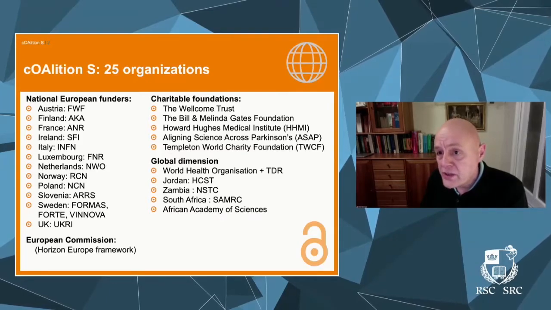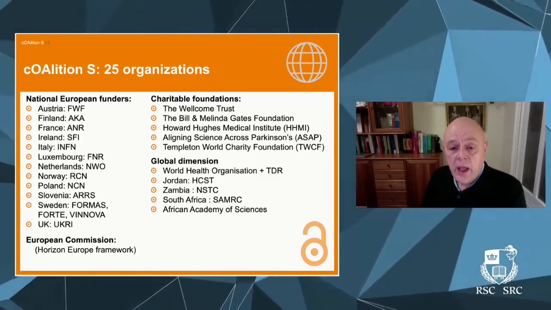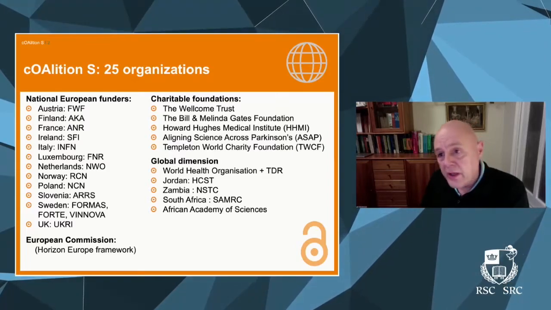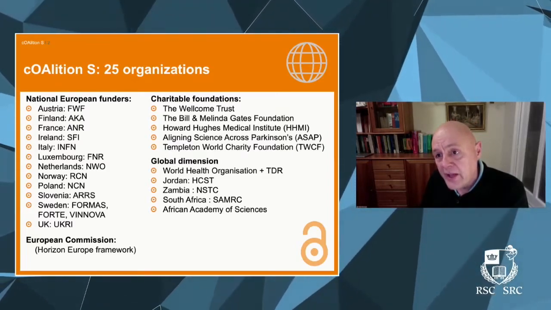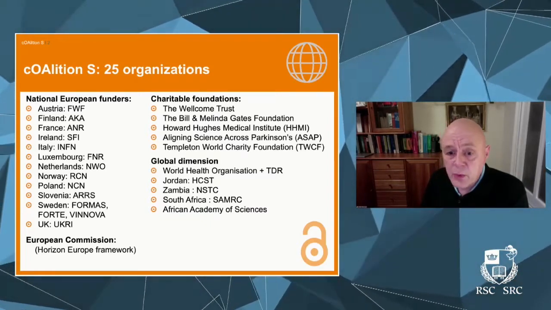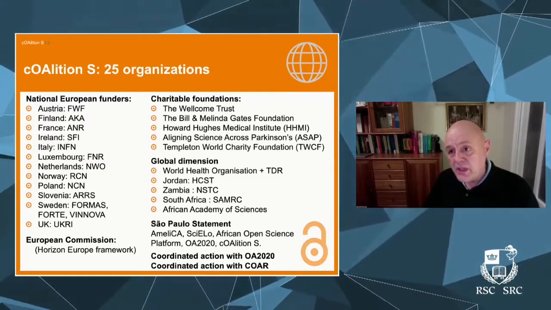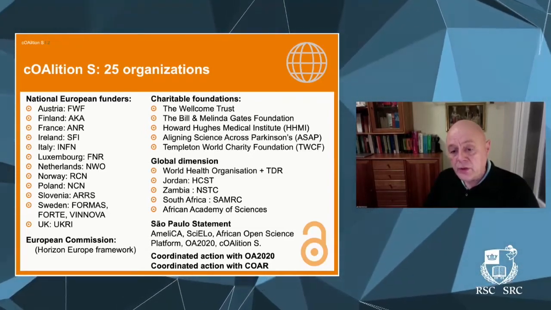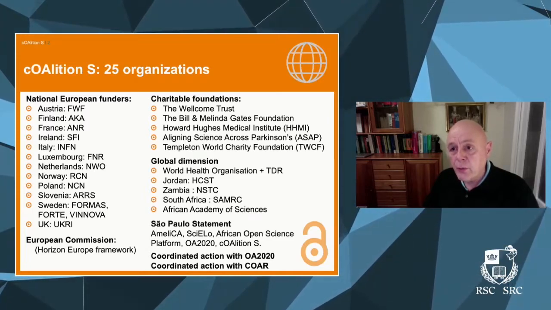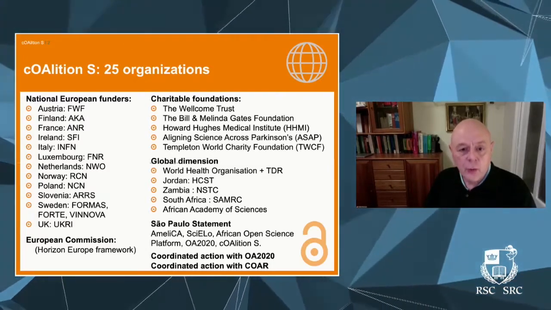There's also a global dimension to Coalition S. The World Health Organization has joined us last year, and we have Jordan, Zambia, South Africa, and the African Academy of Sciences who are participating. We, of course, work in tandem with many other organizations worldwide, such as AmeliCA, SciELO, and the African Open Science Platform, and especially, of course, OA2020. There's coordinated action with OA2020 and also coordinated action with the Confederation of Open Access Repositories. So just to present the picture here globally.